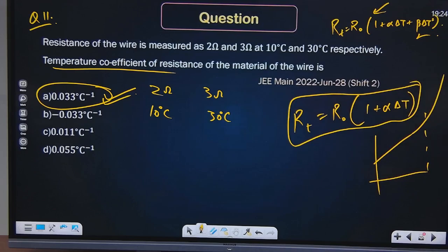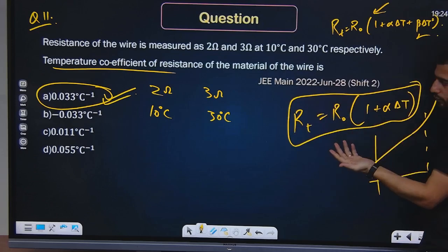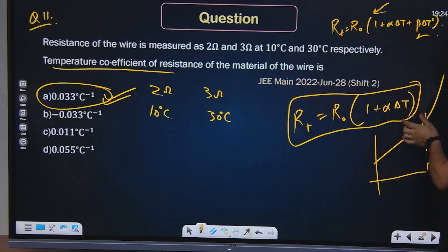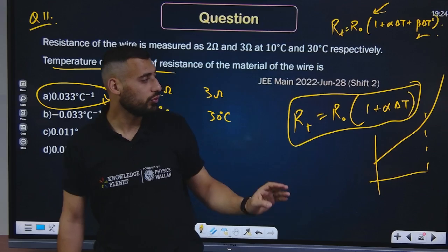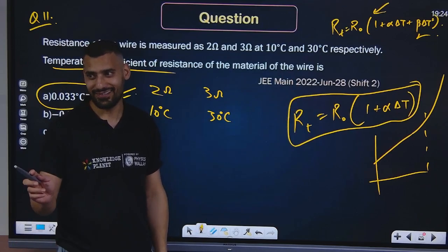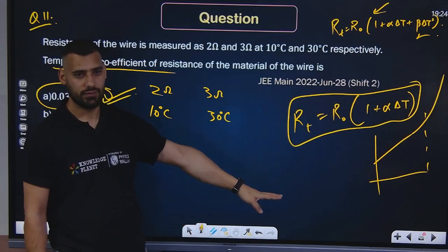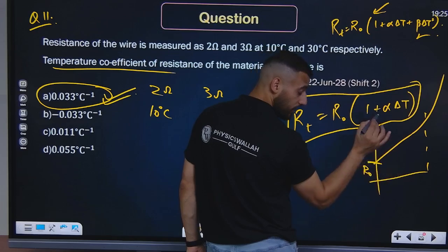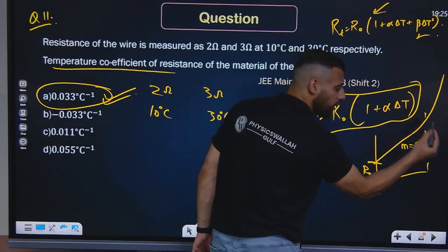There are some people, even some teachers, sorry to say, they say that because this is a linear graph, what they do is they put 2 here, 3 here. The temperature can be changed by 20, isn't it? And then find alpha. This is the wrong way of doing this, because you have to eliminate R naught. This graph doesn't start from 0. That is the problem. It starts from something which is R naught. And the slope of this graph, very important, it is not alpha. It is alpha R naught. That is the problem.